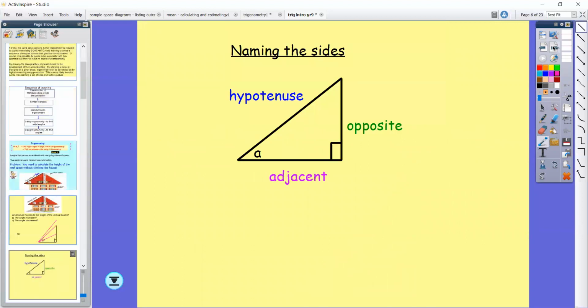Okay, so what happens next? We name the sides first of all of a right angle triangle. So we emphasize that we are using right angle triangles. Good idea again, always to explain what things are. Opposite the angle of interest.